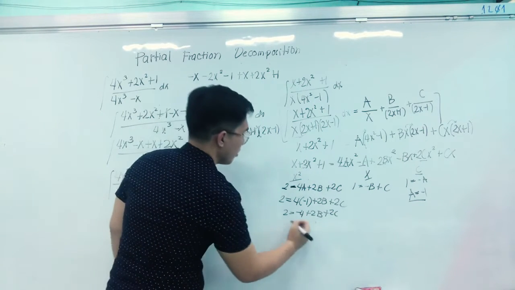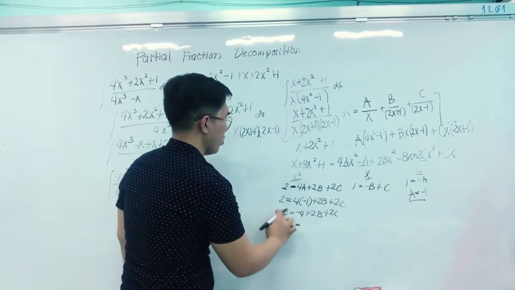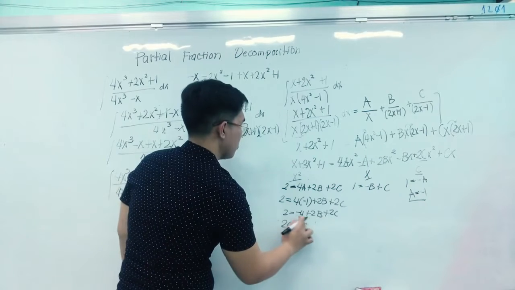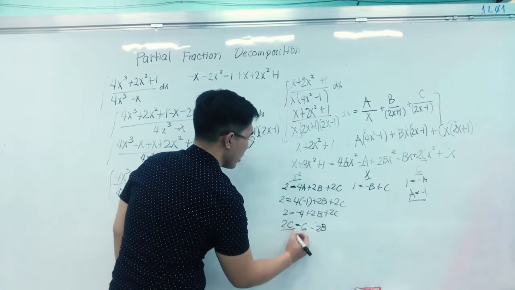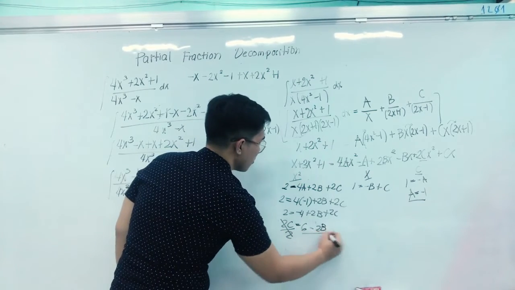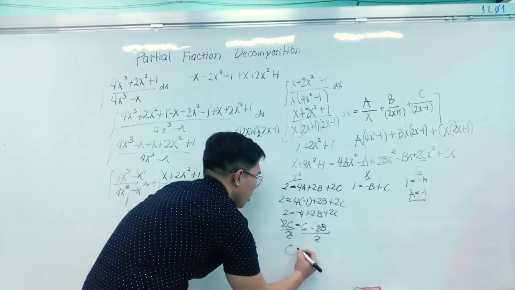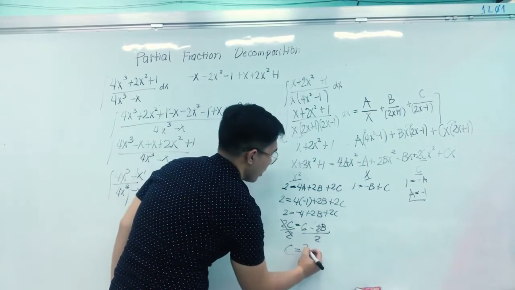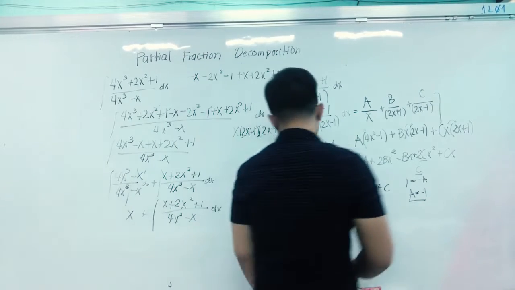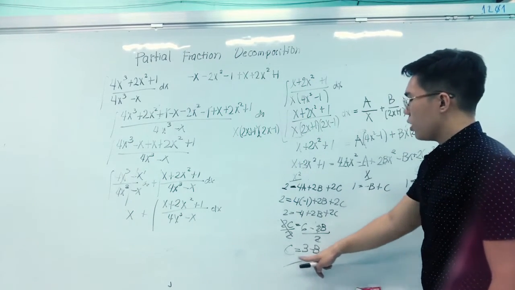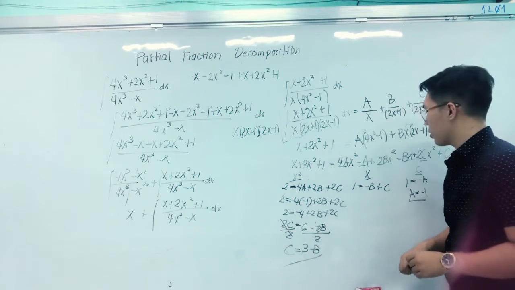So simplifying, 2c is equal to 6 minus 2b. So divide both sides by 2. This will cancel out, and this will cancel out, giving us c is equal to 3 minus b. Then since you know that c is equal to 3 minus b, you can substitute it into our second equation.